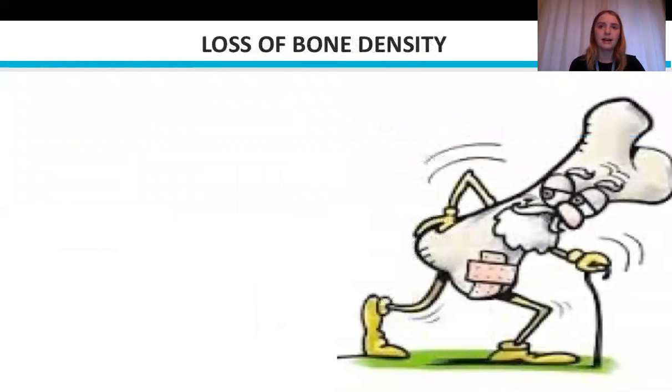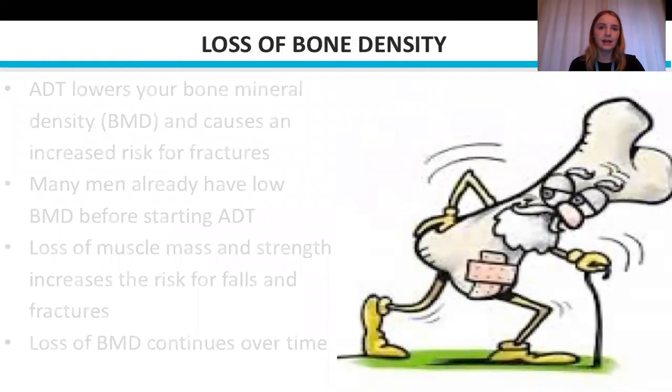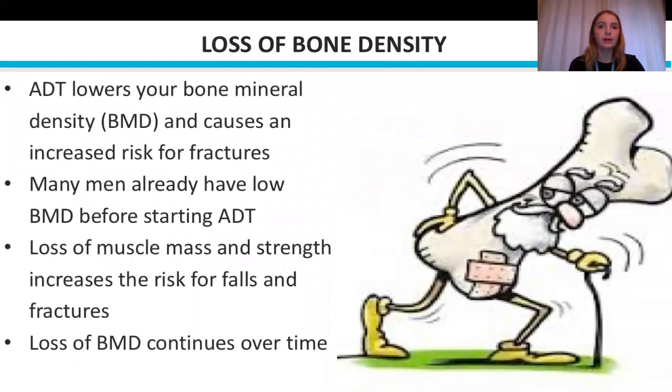So starting with that loss of bone density, or bone mineral density, BMD, is the amount of bone mineral in your bones. ADT causes a loss of BMD and can increase your risk for fractures. Many individuals have a low bone mineral density before starting treatment, and this loss of bone mineral density continues with time and can be further worsened by the loss of muscle mass and strength.